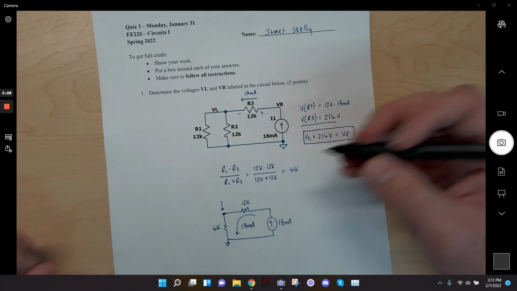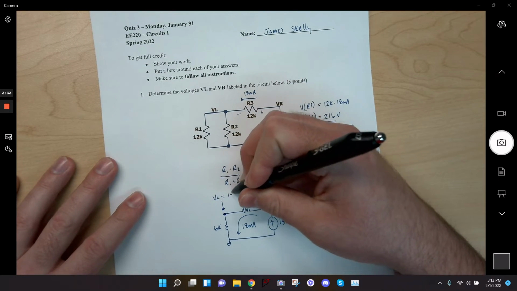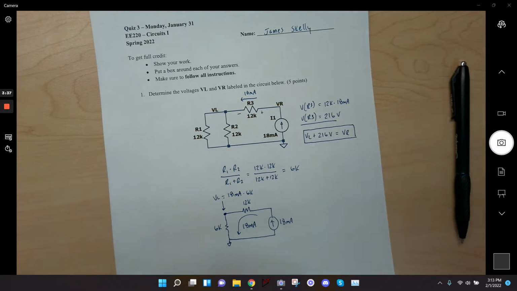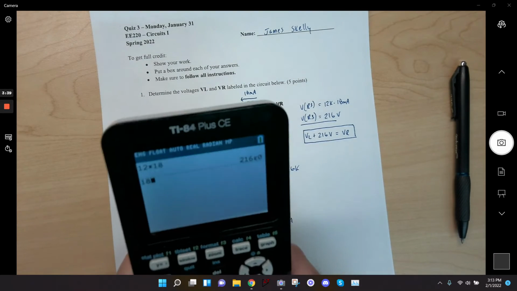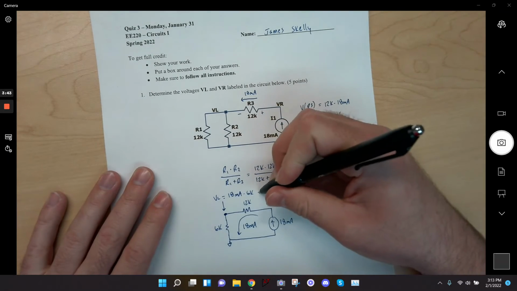And so a lot of you guys got VL correct. You figured out that VL was equal to 18 milliamps times 6 kiloohms. I think it's 108. Yeah, so 108 volts right there.